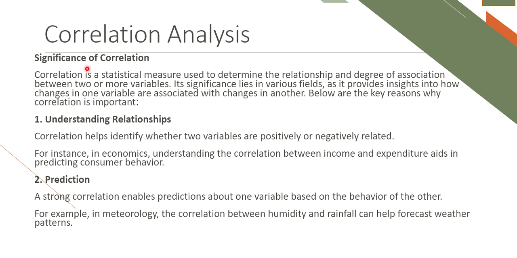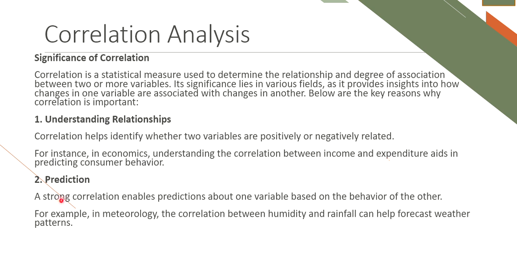And next, what is the reason for why we are using correlation? First is the understanding the relationship. So that is what I said, whether it helps to identify whether it is positive or negatively. For example, in economics, understanding the income and expenditure aids. So whether it is positive means I am under income, I am under profit. If it is negative means I am under loss. That means income should not be less than the expenditure. So that is what it means. So if it is negative or positive, it will check.